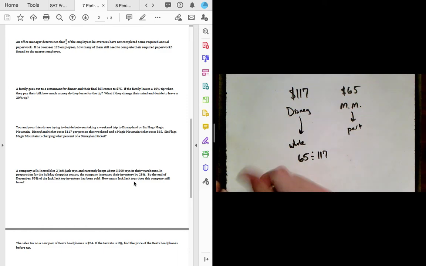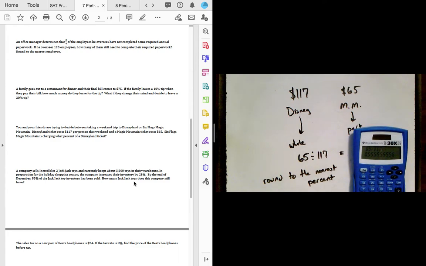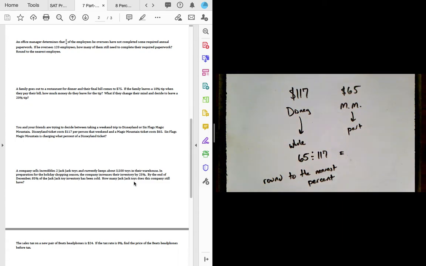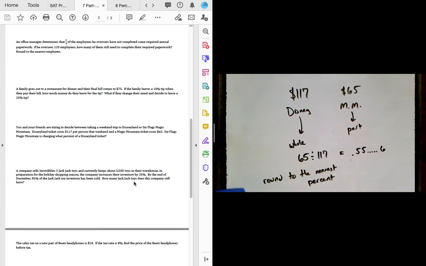And for this one, before I even do the calculation, let's round to the nearest percent. So in my calculator, I'm going to do 65 divided by 117. I get some really long value here, 0.555555556. And so if we want to round this to the nearest percent, again, it's a bunch of fives. Actually, I should put a couple fives first.